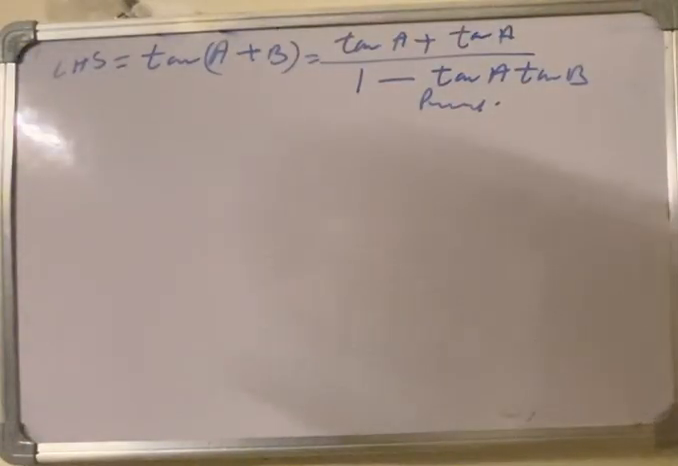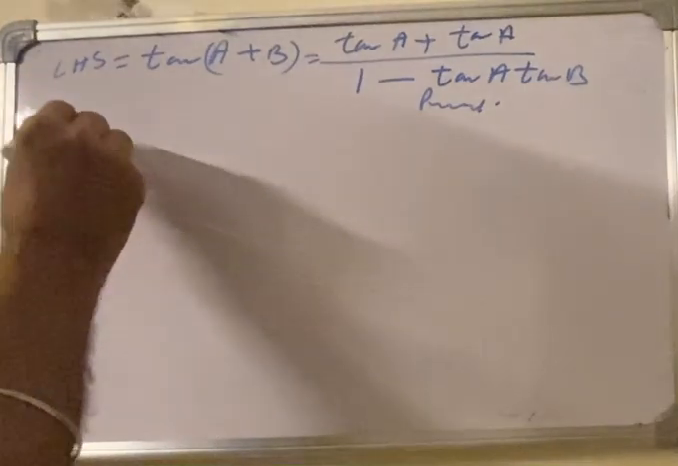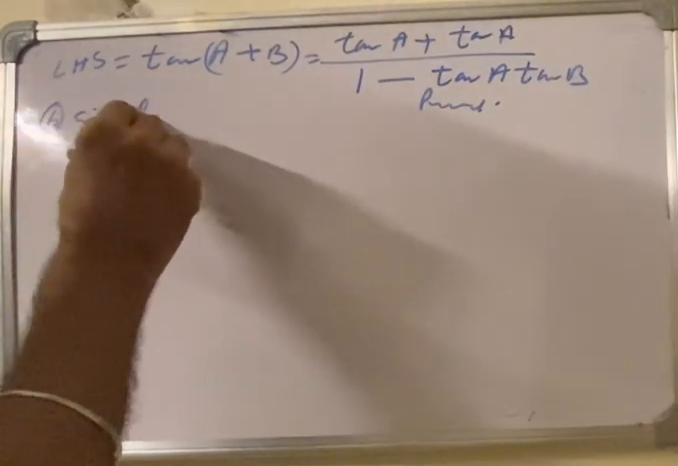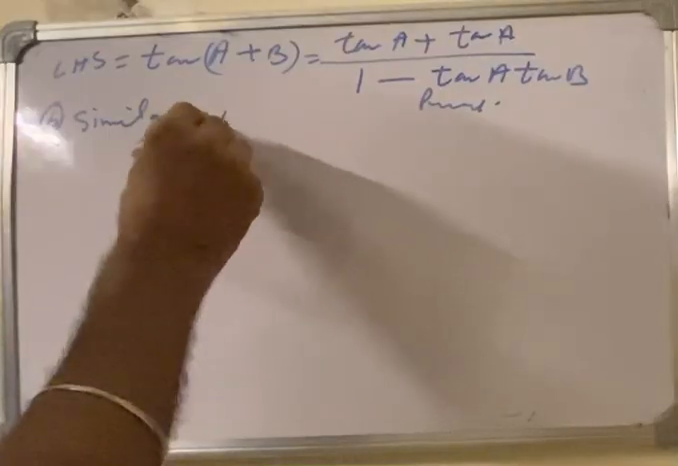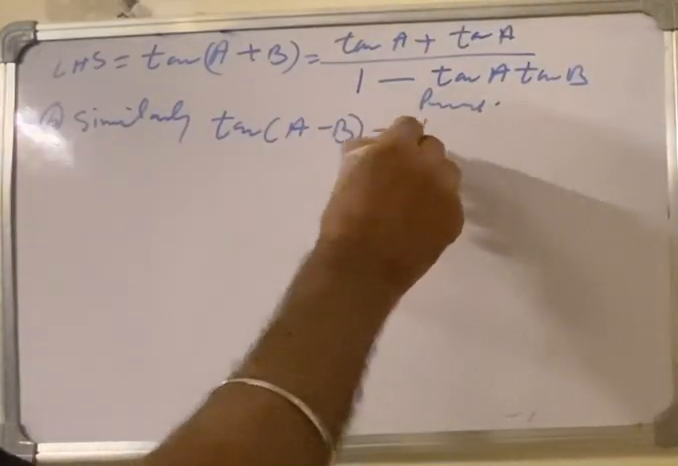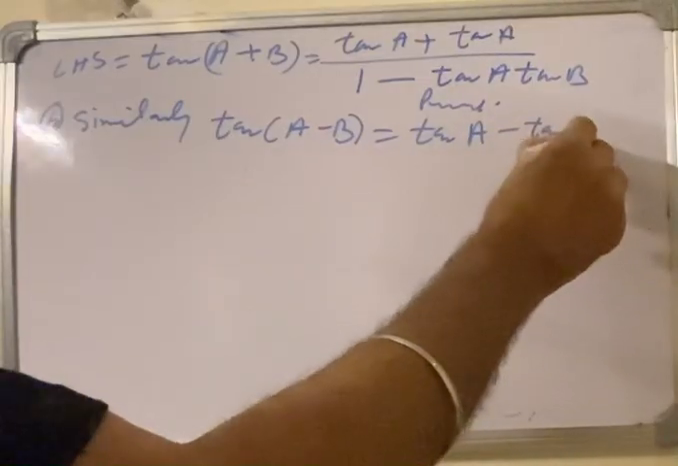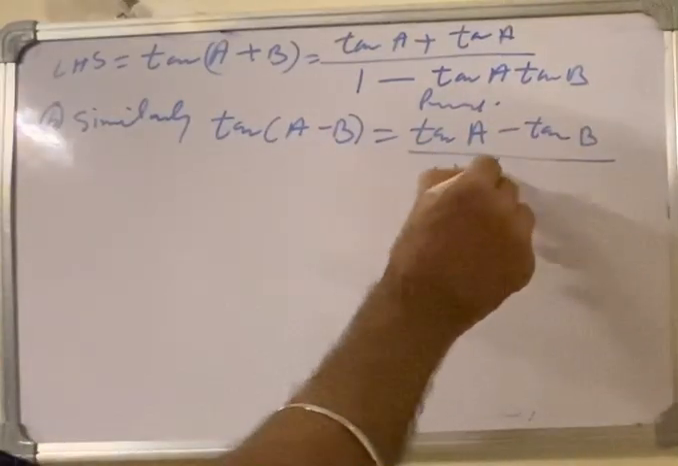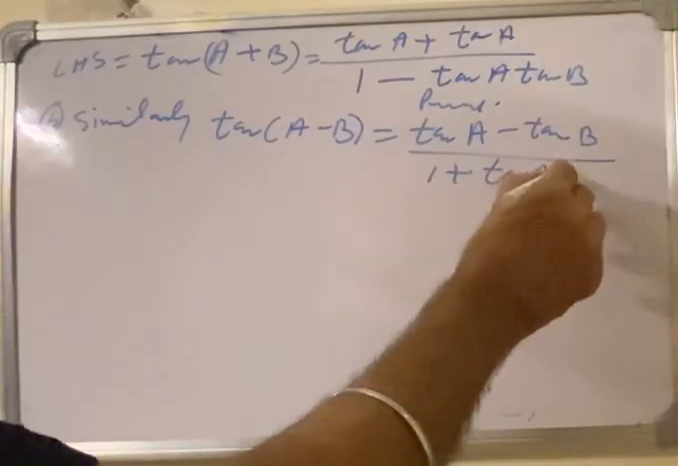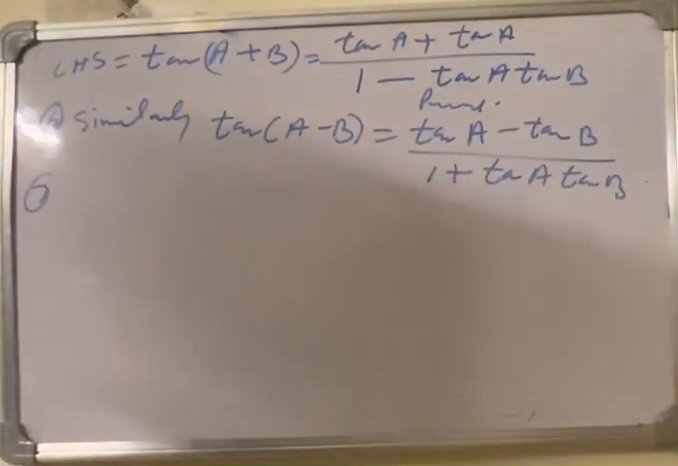Next, sixth result. Similarly, we can prove tan A minus B is equal to tan A minus tan B over 1 plus tan A tan B. Seventh, cotangent of sum and difference of angles.